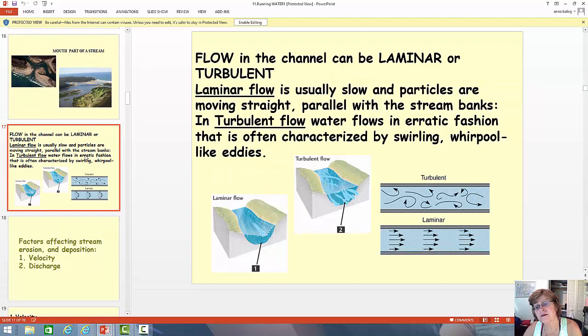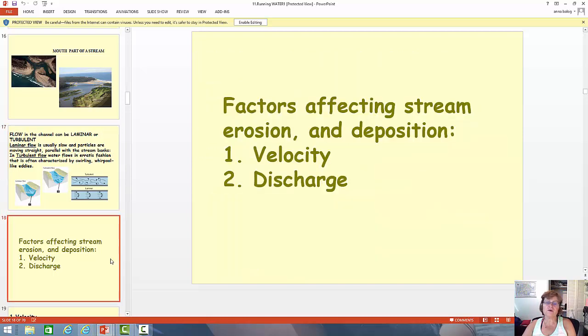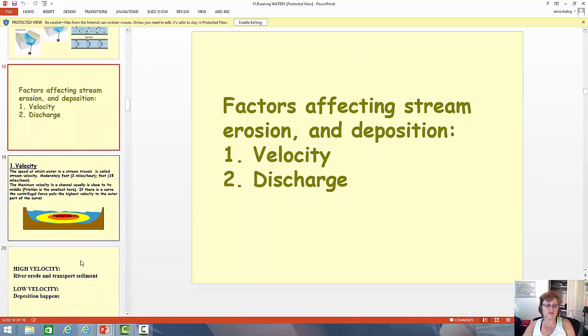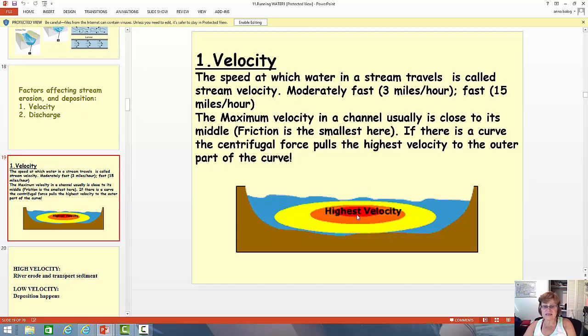What is laminar and turbulent? Remember, if I didn't ask any of these, you can always use it for extra credit. Of course, you have to know the factors affecting stream erosion and deposition: velocity and discharge. You have to know which one is what, and why the highest velocity is not at the surface but in the middle, and what is the difference when the stream is straight versus when it's meandering.